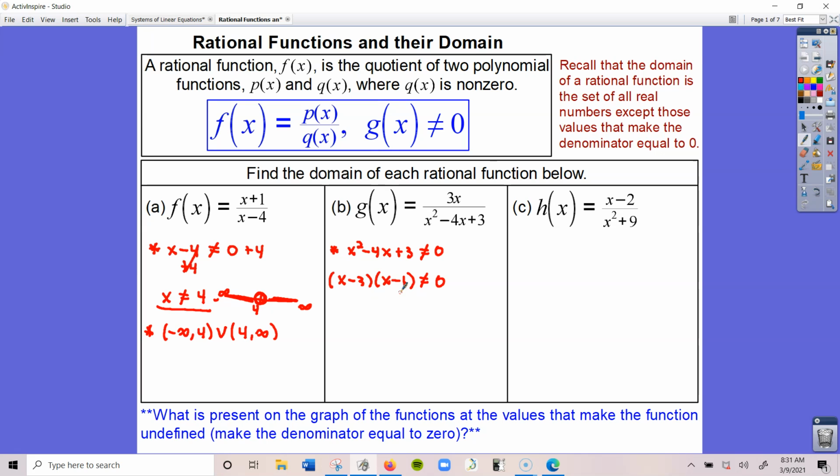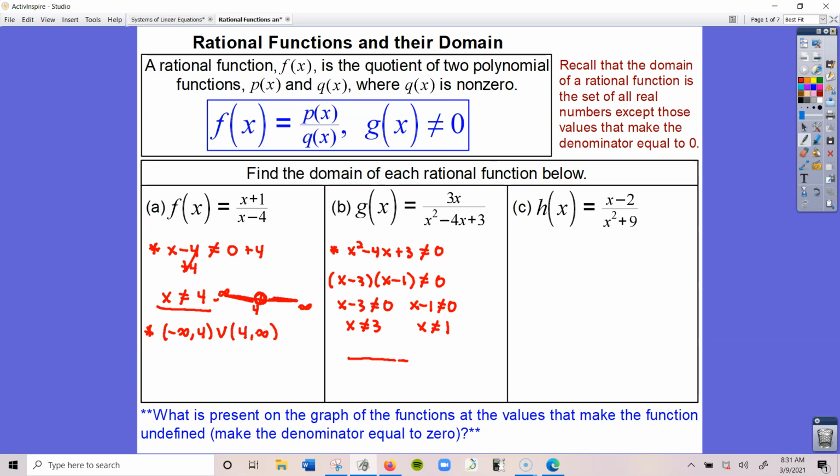And we learned in the past when we're solving that you set each individual factor equal to 0. Or in this case, not equal to 0. Because remember that we need to exclude these values from our domain. To solve for each x, in this case, I'd have to add the 3, so x cannot equal 3. And in this case here, we would have to add the 1, so x cannot equal 1.